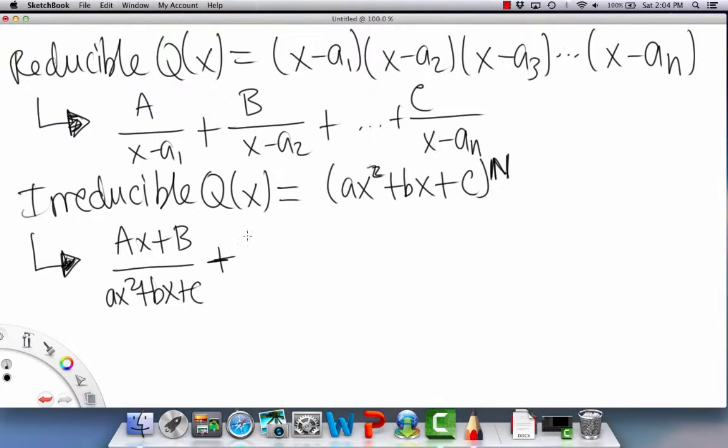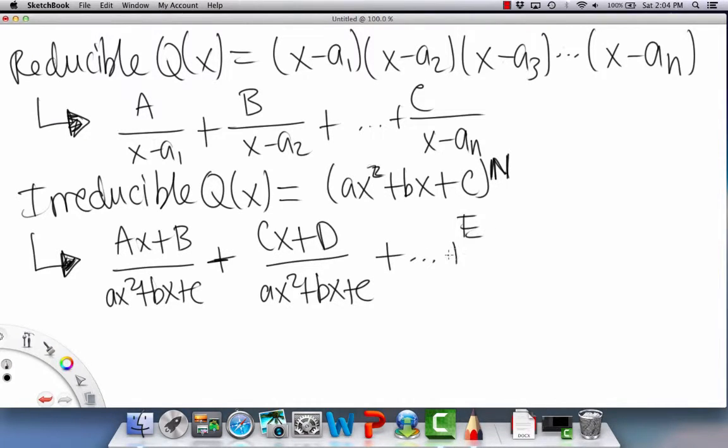in the irreducible case we're going to have linear forms on the top, in the sense that these are all in the form mx plus b, because we have 1x, and this is kind of like our slope. That's the whole concept behind it. And then we're going to go all the way up to ex plus f.